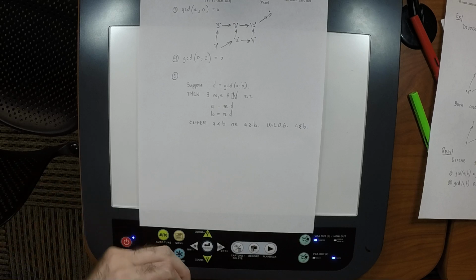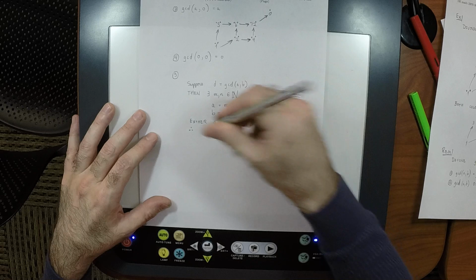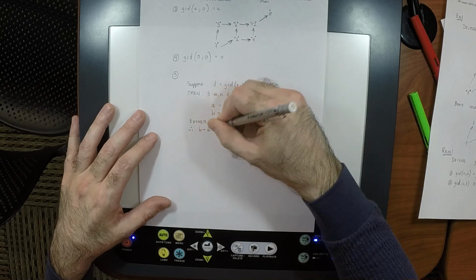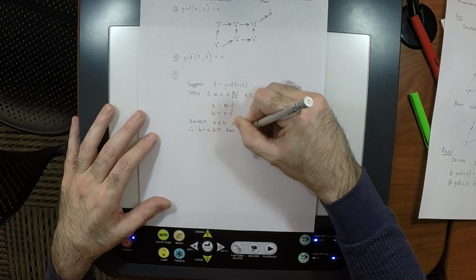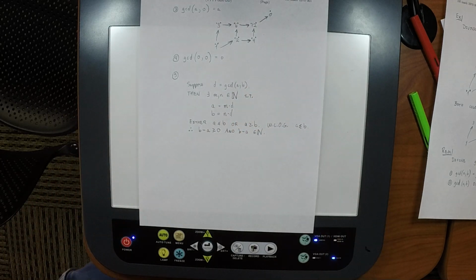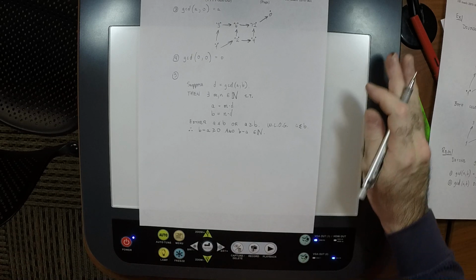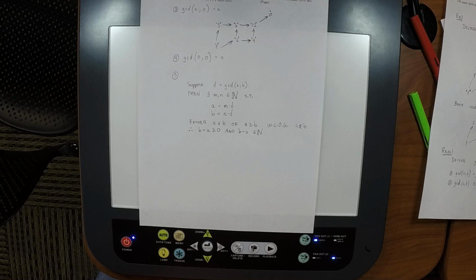Okay. So as a result of that, I can say that therefore B minus A is greater than or equal to 0, and B minus A is a natural number. So all that I mean is you just take two naturals, like 24 and 25. Either 24 minus 25 is natural, or 25 minus 24 is natural. One of them is.